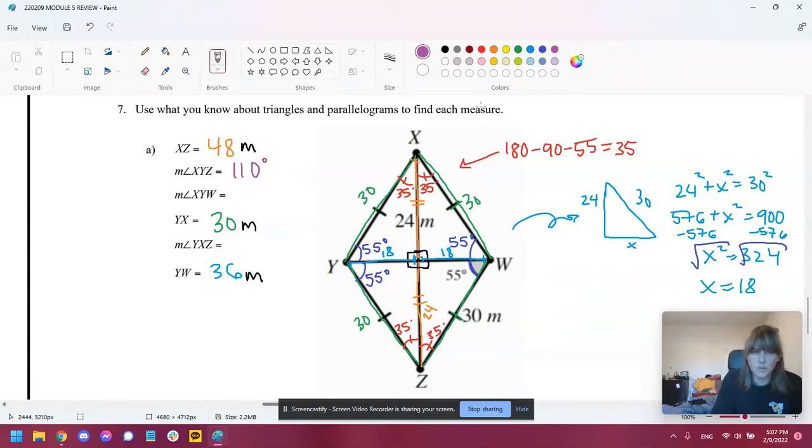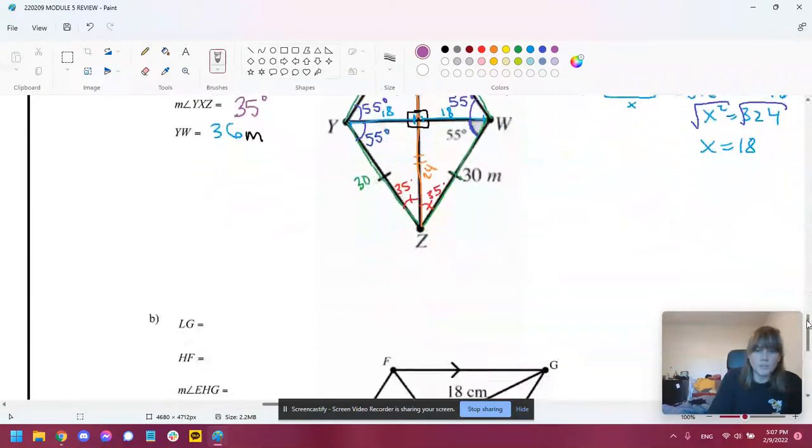Then what's the next one? X, Y, W. X to Y to W is this angle. That's just 55. Then Y, X to Z is just this angle up top, just 35. These are a lot easier to find once you fill out the diagram.